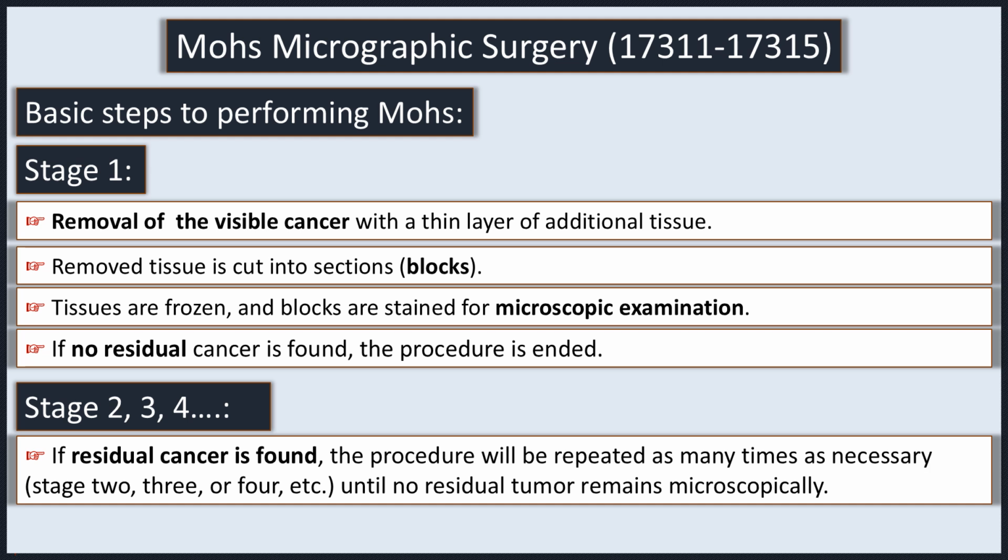Let's go through the basic steps of performing Mohs surgery so we can understand the procedure. In stage 1, the surgeon removes the visible cancer along with a thin layer of additional tissue. The removed tissue is cut into sections known as blocks. The tissue is then frozen and the blocks are placed on slides for examination under the microscope. The surgeon microscopically examines the slides. If no residual cancer is found, the procedure is completed in one step. If residual cancer is detected, the process is repeated in stage 2, 3, 4, or more than 4, with as many blocks as necessary until no residual tumor remains microscopically.